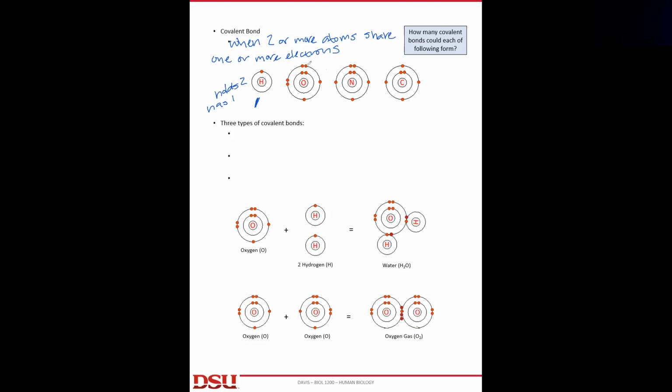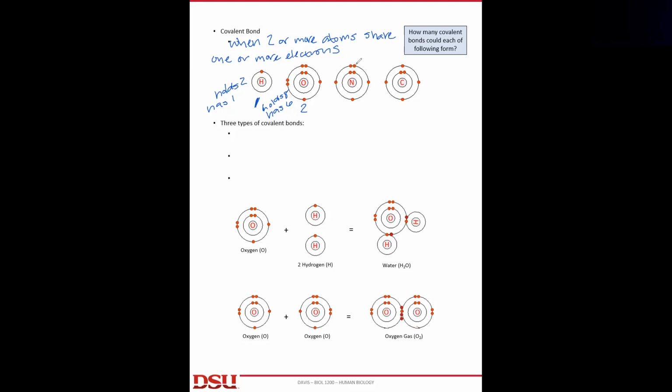Oxygen has an atomic number of 8. The inner ring is full with 2, but the outer ring only has 6. Okay. So we know that it holds 8. It has 6. 8 minus 6 is 2. Oxygen can make 2 more covalent bonds, which works out super well when you're forming water, because oxygen has room for 2, and oxygen has 2 hydrogens attached to it when it forms H2O.